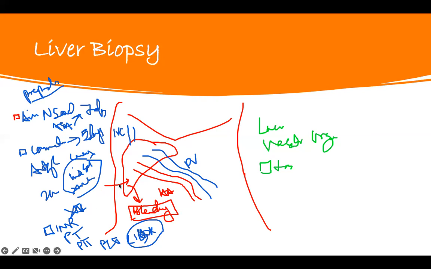And what do they do with the procedure? Well, the liver is in the right upper quadrant. So they lay on their back, and their hand will be above their head, and they do the biopsy at the right upper quadrant. Usually they're looking for tissue to make a diagnosis. So they go here, take a little bit of the liver tissue, and then they're done. So that's the procedure.